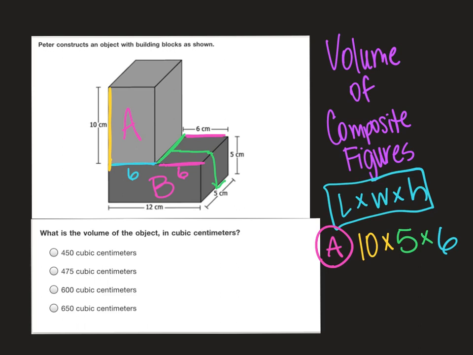Now we have our three dimensions for the rectangular prism A. Next we need to find our length, width, and height for our rectangular prism B.